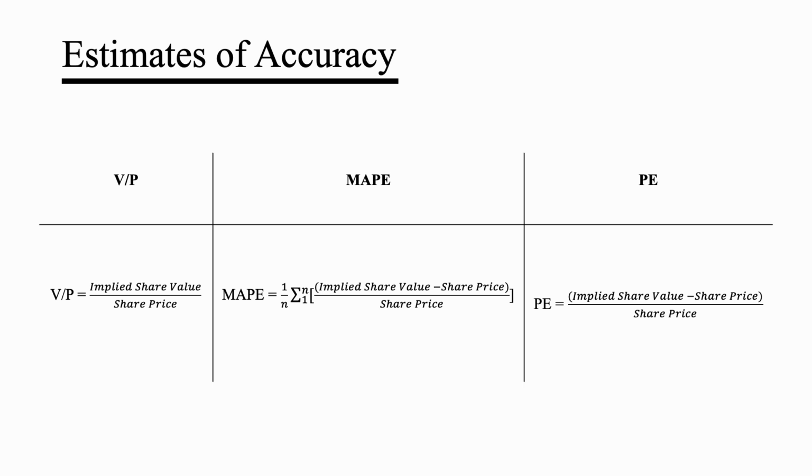So, estimates of accuracy. Accuracy in the discounted cash flow model is quantified by the VP ratio, MAP, and PE ratio. These accuracy metrics evaluate how closely the model's fair value estimates align with current market share prices and the size and direction of pricing errors. For the VP ratio, values closer to 1 imply greater accuracy, while for the MAP, smaller values imply greater accuracy.